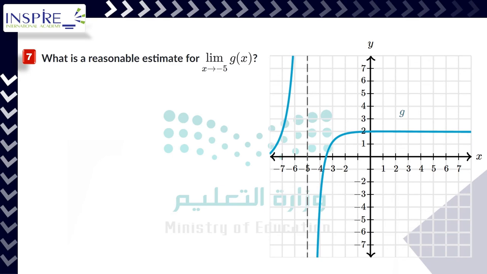What is the reasonable estimate for the limit of g of x as x approaches -5? With the same approach, locate -5. And here he has drawn the line for us. We will get both limits from the left side.